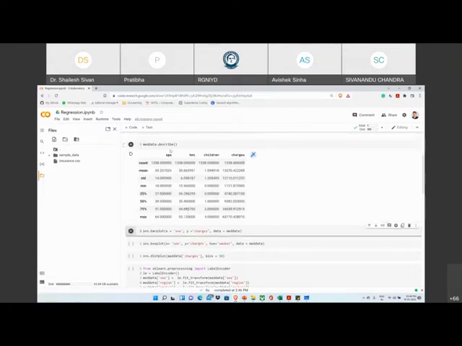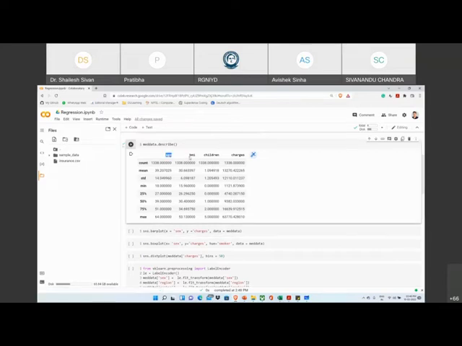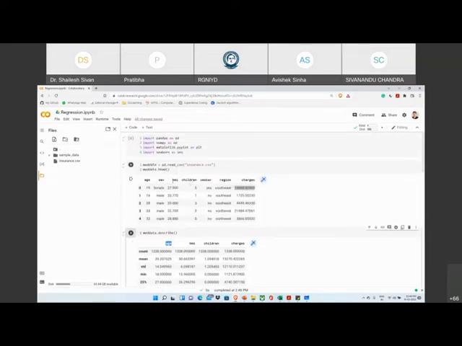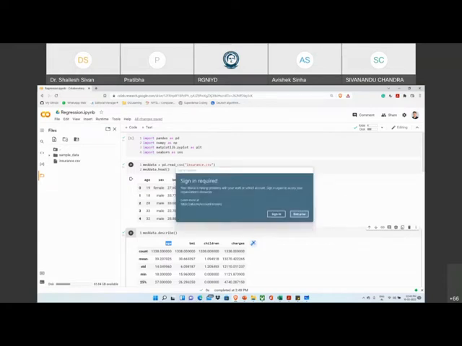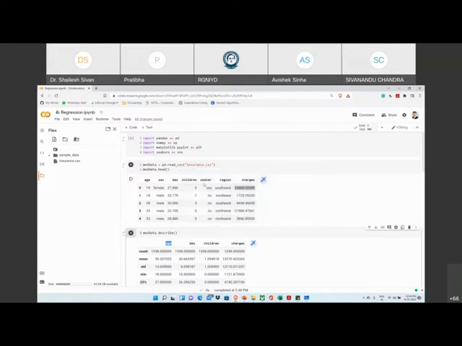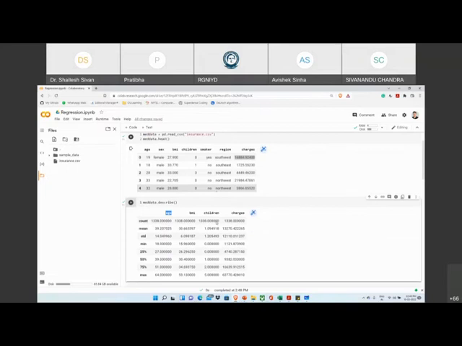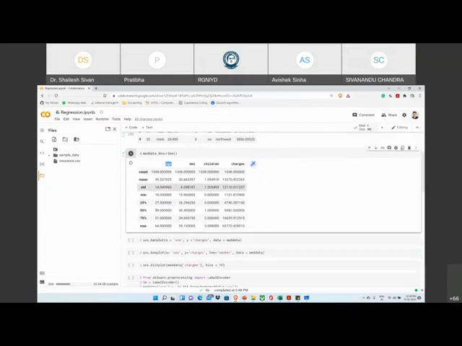On calling the describe function, you can see the statistical features or the statistical parameters of the numerical fields. Here the age, BMI, children, and charges are the numerical data. The sex, smoker or not, and the regions are actually the categorical values, right? So we will get the statistical values of all the numeric columns here.